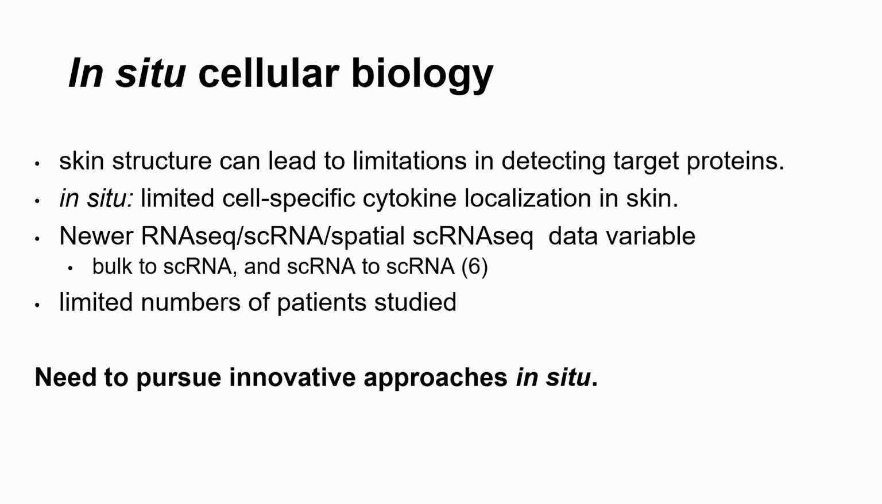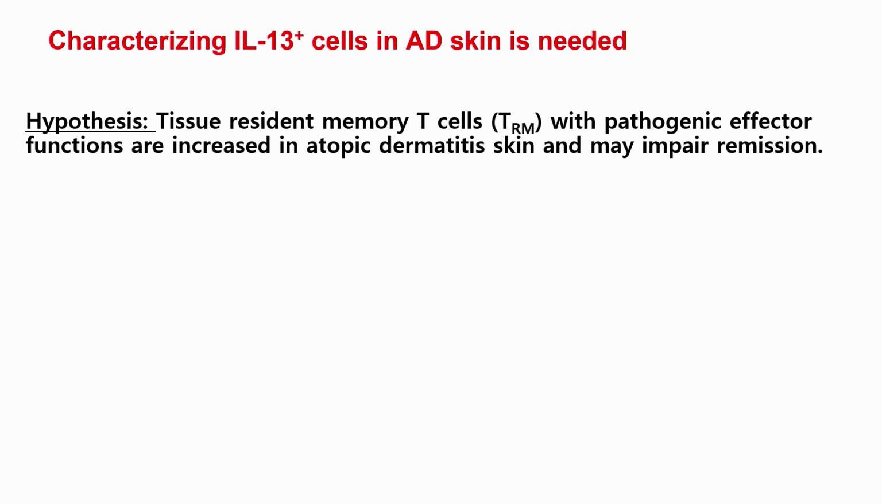And we know as well that skin structure leads to important limitations in the detection of proteins in particular in the skin. And so to date there's been limited cell-specific cytokine localization at the protein level. And we know that although all of these new sequencing data sets have come out, there's also variability between bulk sequencing and single-cell sequencing results, and even from single-cell sequencing to single-cell sequencing results, which may be due to the variability of the disease itself, the stage at which it was biopsied, the location, the patient's ethnicity, et cetera, but may also be due to the technical limitations themselves. And so we do need to pursue innovative approaches.